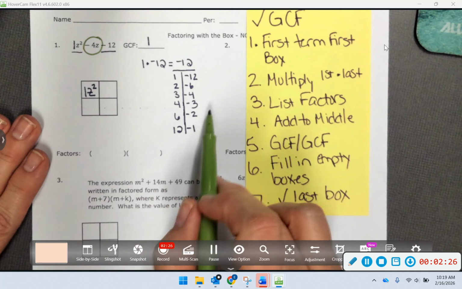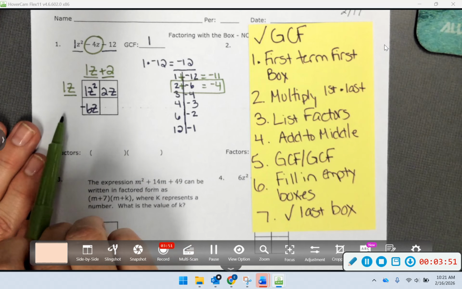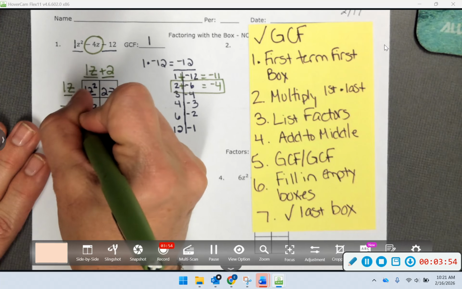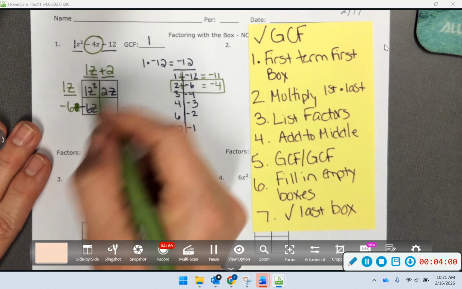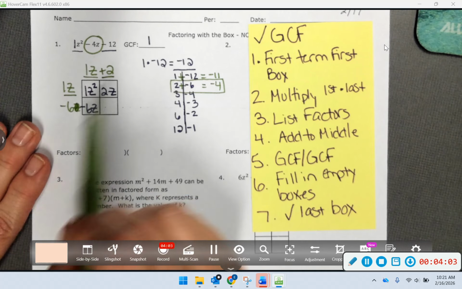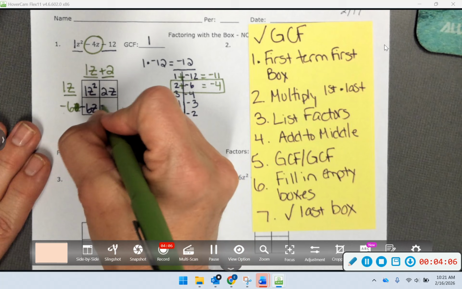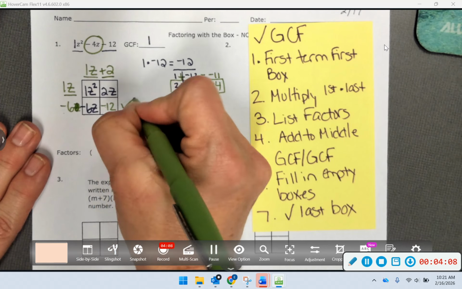So 1 times what is 2z? 1 times 2z. 1 times what is -6z? -6z. And then we're going to multiply the last 2 and make sure that they multiply to the last number. -6 times 2 is -12. Check. That says -12. So my factors are what's on the outside. And outside, I've got a 1z minus 6, or just a z minus 6. And up top, I have a 1z plus 2, or z plus 2.